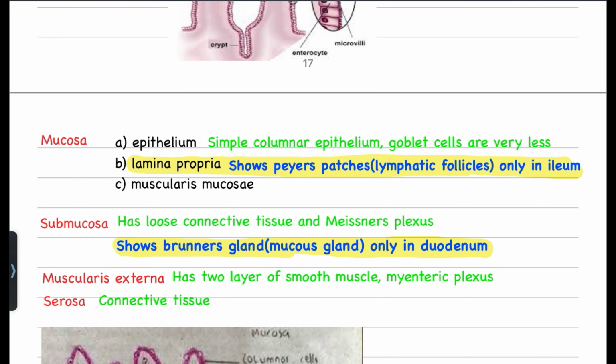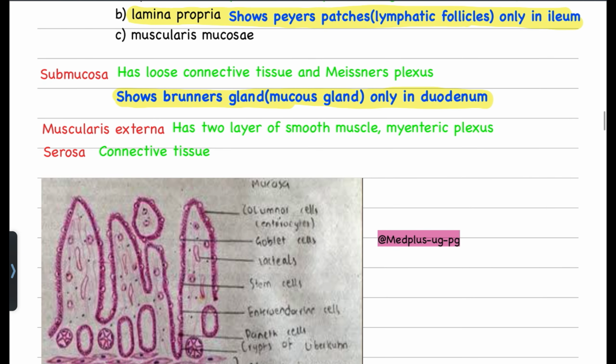The rest is all the same. What we have to remember here is that it has a low goblet cell content, and it has Peyer's patches in the ileum and Brunner's glands in the duodenum. These are the peculiar points to remember. So we will differentiate by this.